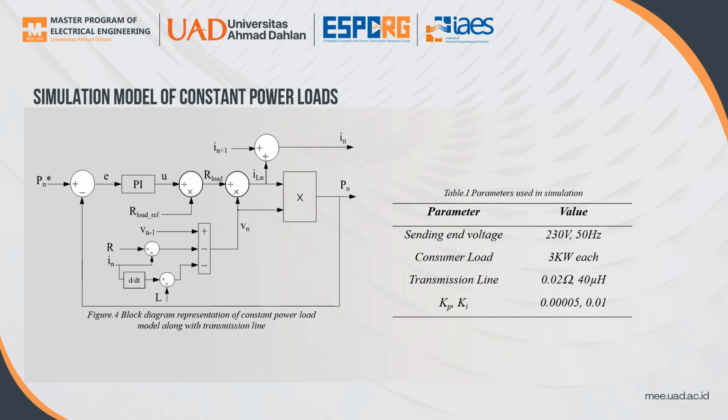The figure shows the mathematical model of constant power loads. We have used Kirchhoff's voltage law, Kirchhoff's current law, and a PI controller to implement this mathematical model. The table shows the parameters which we have used for further simulation and the current mathematical modeling. The sending end voltage to be 230 volt and 50 Hz, consumer load as 3 kilowatt, transmission line its resistance is 0.02 ohm and its inductance as 40 microhenry, so as it is a short transmission line. Kp and Ki values for a PI controller as 0.00005 and 0.01 respectively.